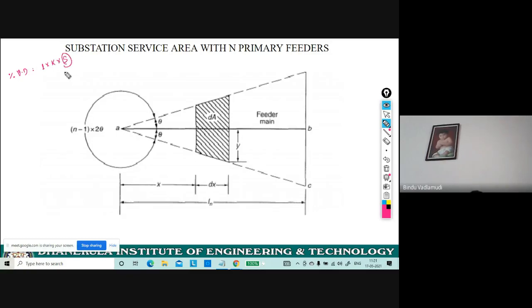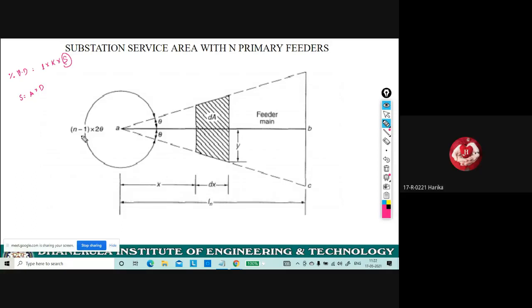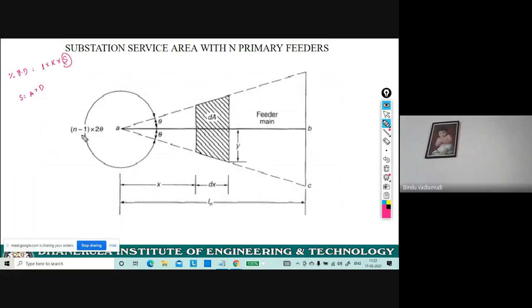S is equal to the area covered by the service feeder into the load density, is it not? Is it the formula or not? It is the same thing we discussed from the square type of arrangement to the hexagonal type of arrangement, and here also the formula remains the same. There will be no change in the formula.